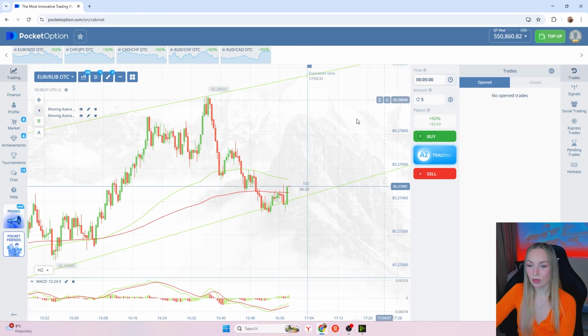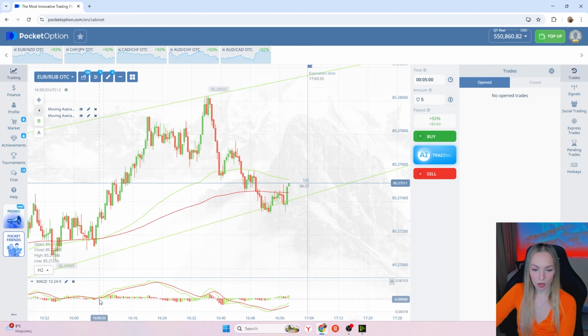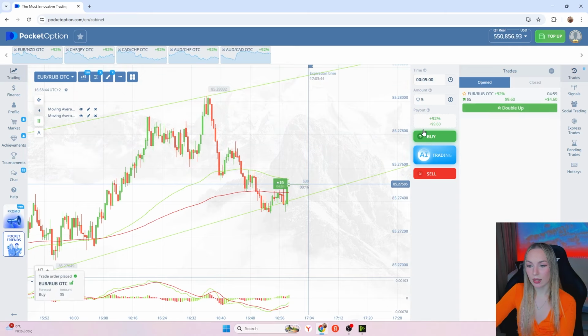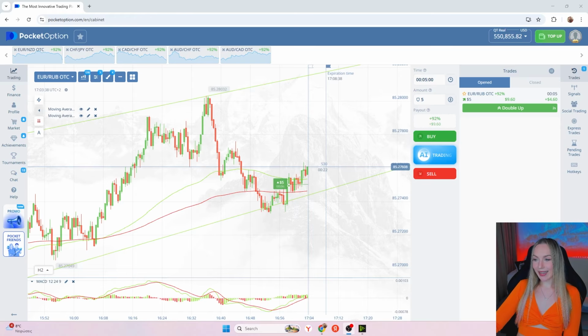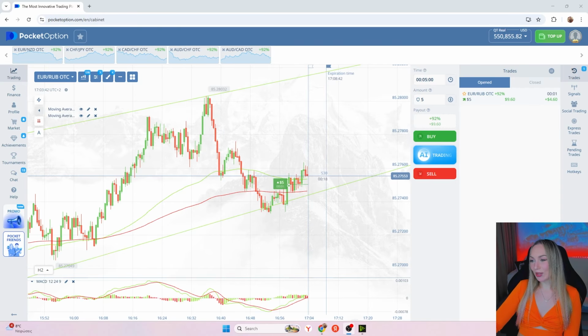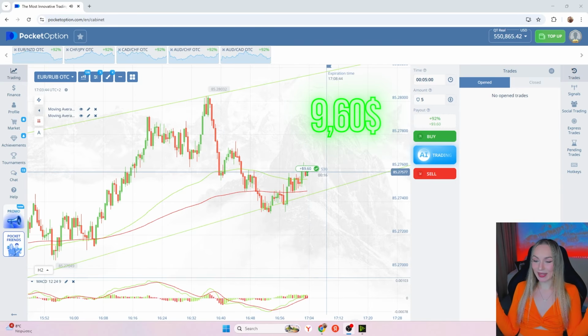And look at this beautiful candle. Let's check what time we need to enter. At 4:06 there was a signal to open the trade in the upward direction, and I think we can open the trade for 5 minutes in the upward direction. $5, let's go. And in the last couple of seconds, I'll get the profit of $4.60. Here we go. Next one.